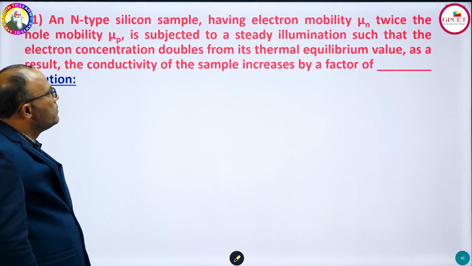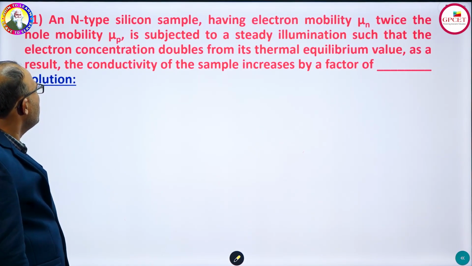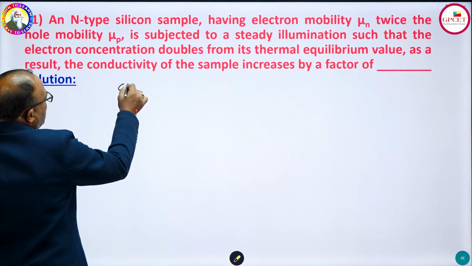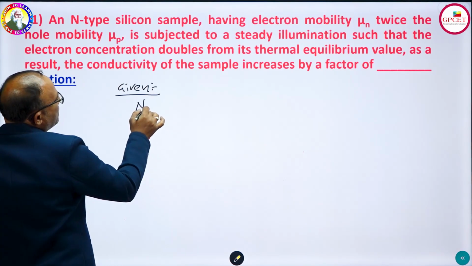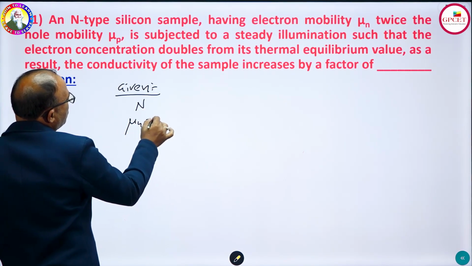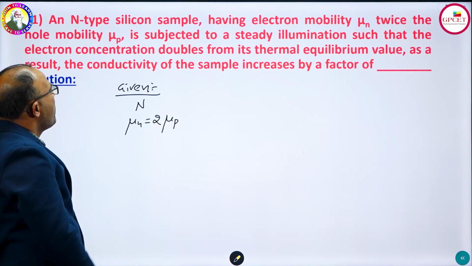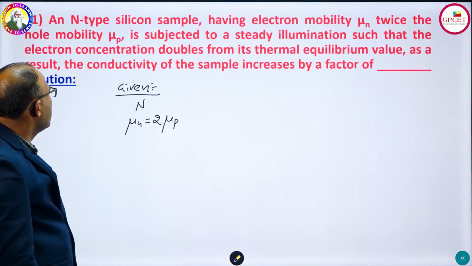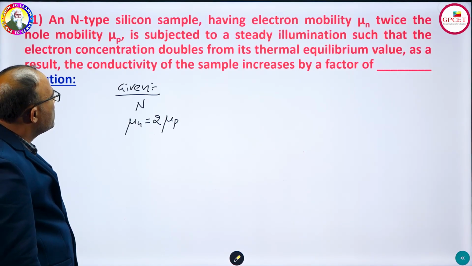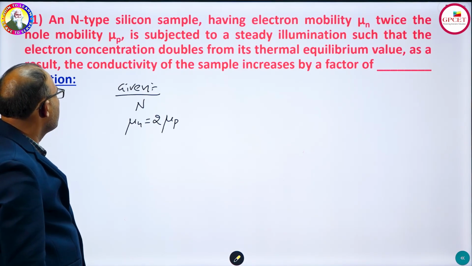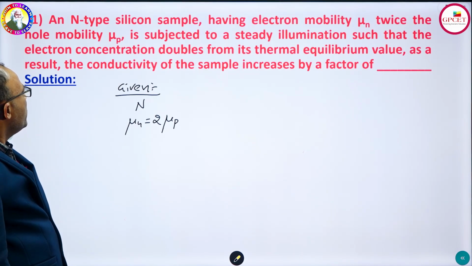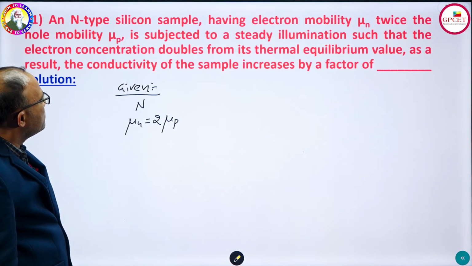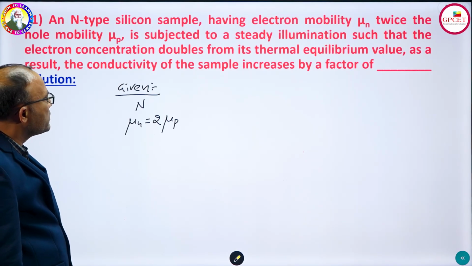Let's go with another problem here. An n-type silicon sample having electron mobility mu n twice the hole mobility mu p, so n-type silicon with mu n equal to twice mu p, is subjected to a steady illumination such that the electron concentration doubles from its thermal equilibrium value. As a result, the conductivity of the sample increases by a factor of?